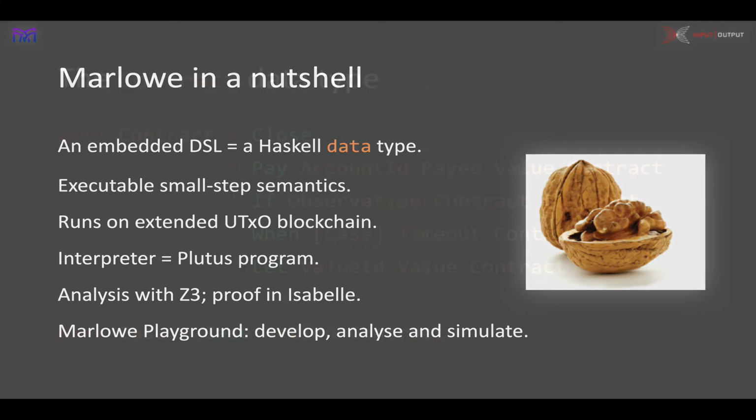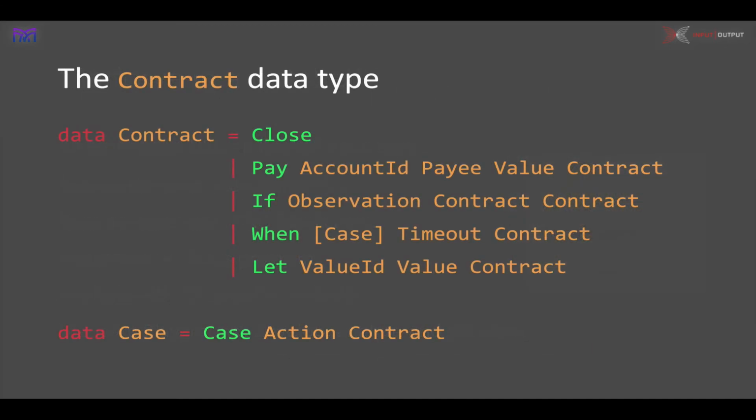But what I want to do in this video is talk about the contract data type, which is what Marlowe is. There are 5 different kinds of contract. There's a close contract, there's a payment, there's a conditional. Depending on a particular observation, one of 2 contracts is performed. There is a when construct, which waits for actions to happen, and a when can wait for a number of different actions. And when the first of those to happen happens, a particular contract is triggered.